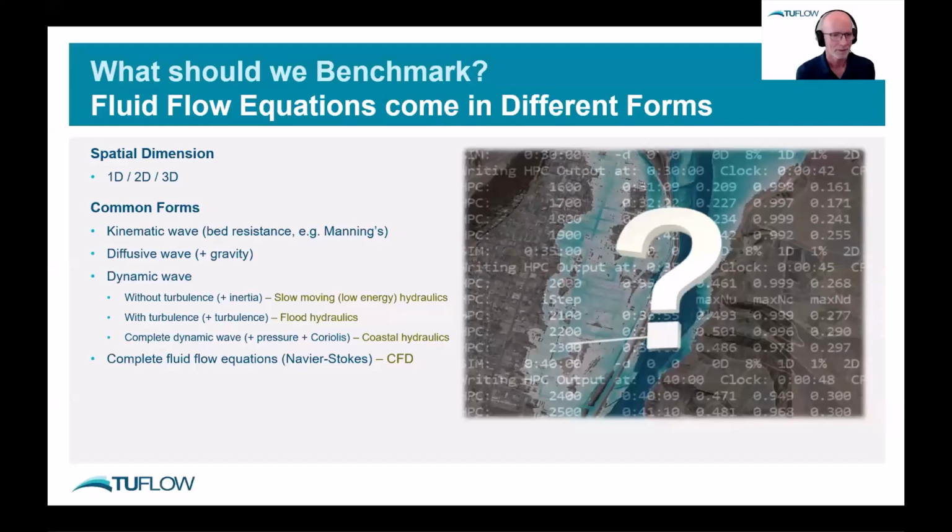And then those equations are stripped down and come in different forms. So the simplest you will probably come across is a kinematic wave, which is simply just the bed resistance equation. Then you move on to diffusive wave, which adds gravity to the kinematic wave. Then you get into the dynamic wave, and there's quite a few variations there. So if you don't have turbulence, dynamic wave, you're effectively adding inertia. Some will not have turbulence represented. So that's more suited to low energy hydraulics.